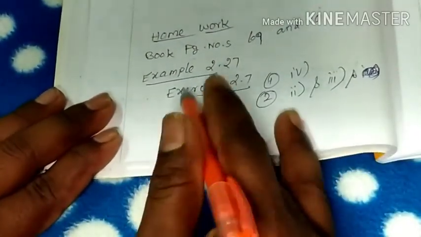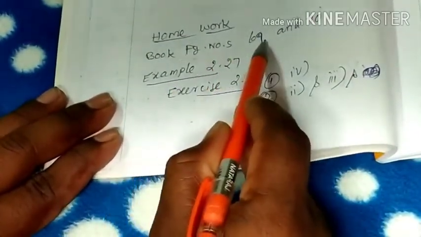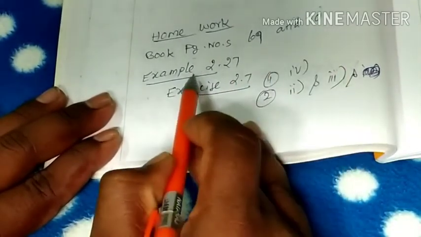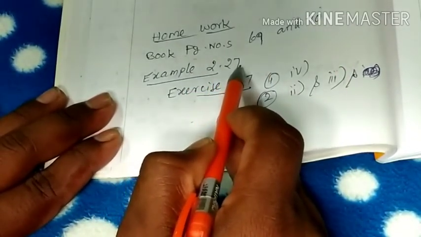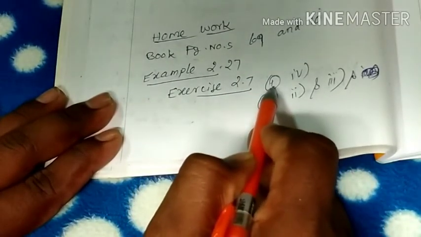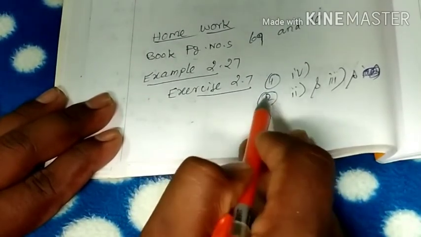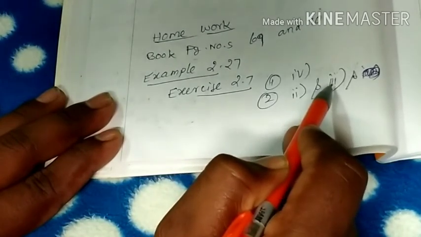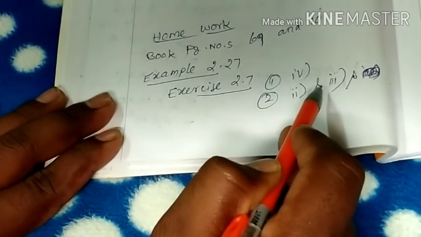Okay, dear students, today's homework: book page numbers 69 and 70, example 2.27, rationalizing the denominator, and exercise first question, fourth subdivision, second question, second and third subdivision are your homework. Okay, that's all today's homework.